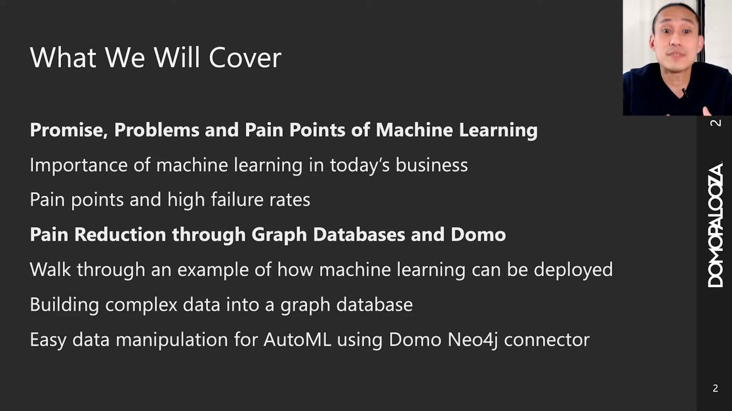What we will cover today: the promise, the problems, and the pain points. Why is it so difficult to get a machine learning algorithm into production? Why are there so many pain points and high failure rates? And why are the reports telling us that it's actually very, very difficult to get a machine learning and artificial intelligence project up and running and actually powering your business?